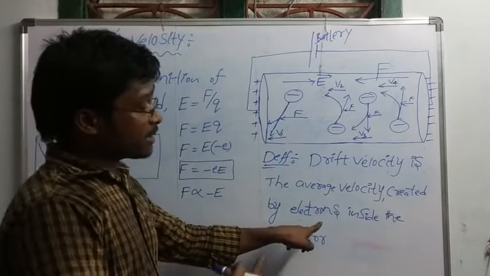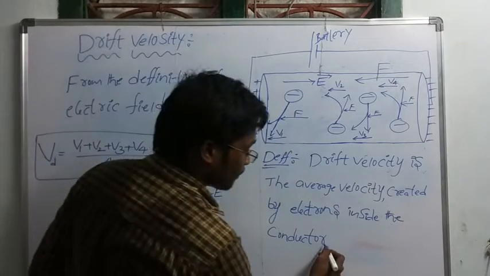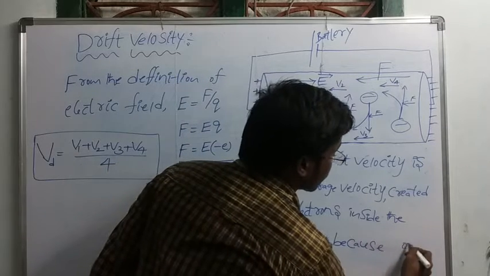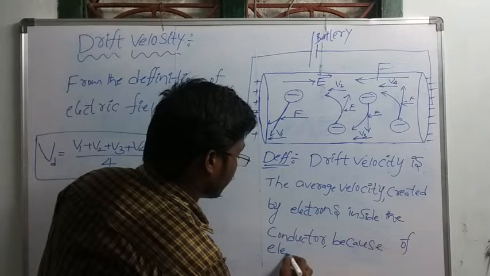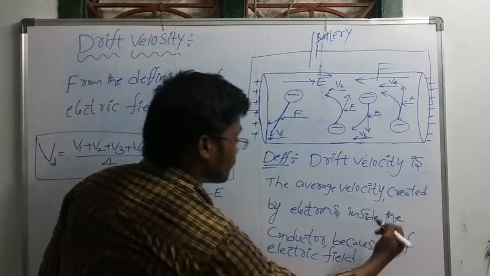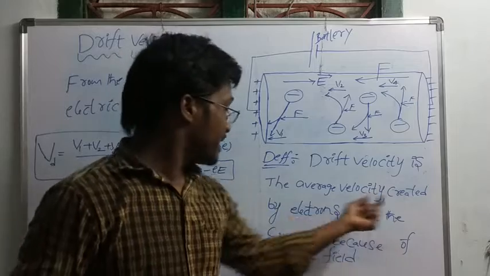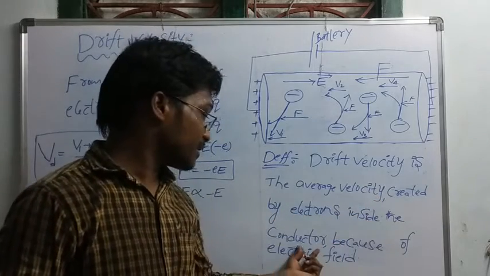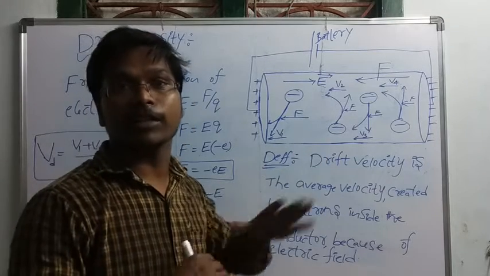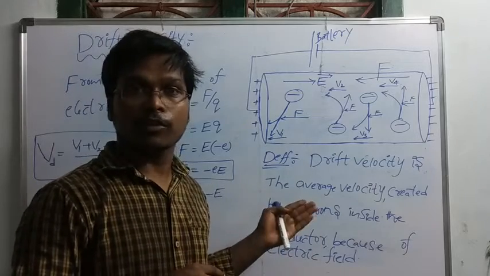For what reason are these electrons creating drift velocity? Because of the electric field. So remember this definition: drift velocity is the average velocity created by electrons inside the conductor because of the electric field. This is the drift velocity definition. I hope you remember it easily.